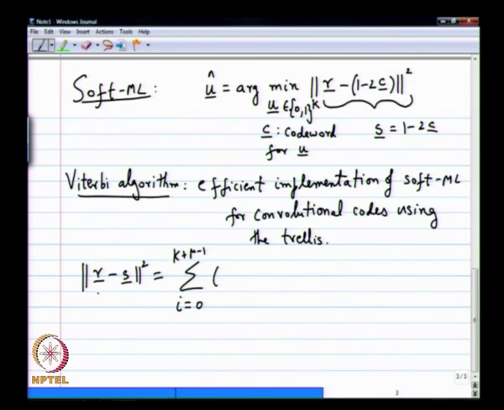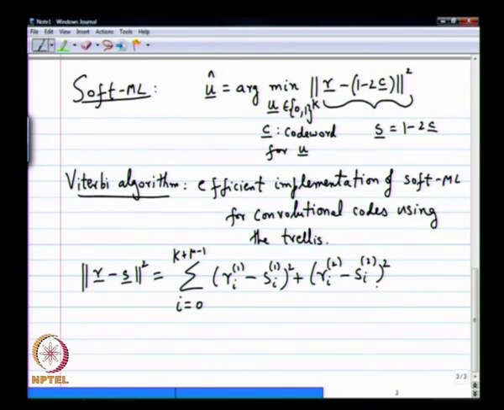Remember Ri is actually a vector, and Si is also a vector. It has 2 entries because I have assumed a rate half code. If it is rate 1 by n, then it will have n entries, but it does not matter. Since we have assumed rate half, this is a slightly simpler situation. So, you will have (Ri1 minus Si1) squared plus (Ri2 minus Si2) squared. That is the expression.